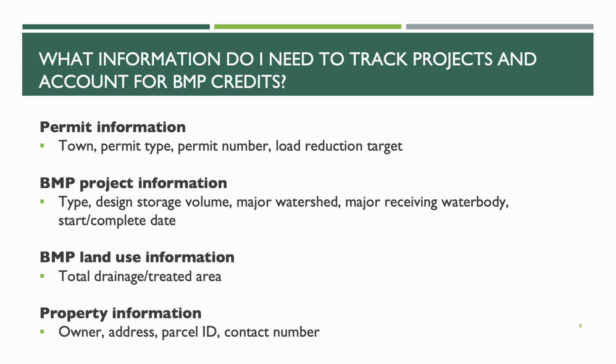BATT requires the following information to collect ahead of time when you are getting ready to enter a project. Permit information includes the name of town, permit type, permit number, and if any load reduction target. BMP project information includes the BMP types, design storage volume, major watershed, major receiving water body, and start and complete date of the project. BMP land use information includes the total drainage area. And the property information includes the name of owner, address, parcel ID, and contact information.